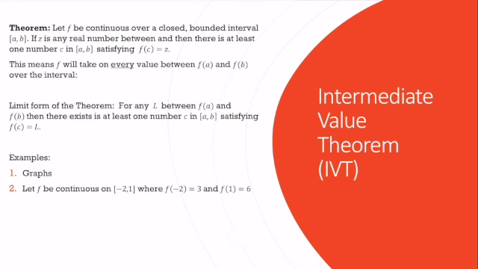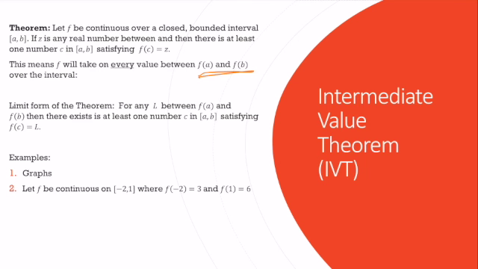So let's talk about the intermediate value theorem, okay? Let f of x be continuous, right, which we've now defined, over a closed bounded interval. If z is any real number, there's at least one number c in that interval satisfying f of c equals z, that means that f will take on every value between f of a and f of b on this interval.